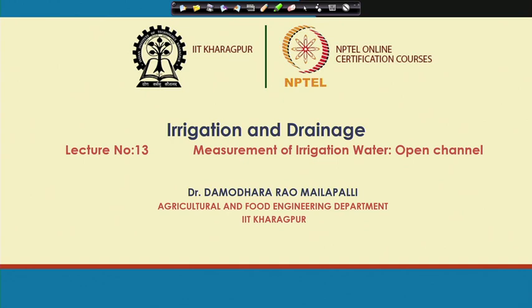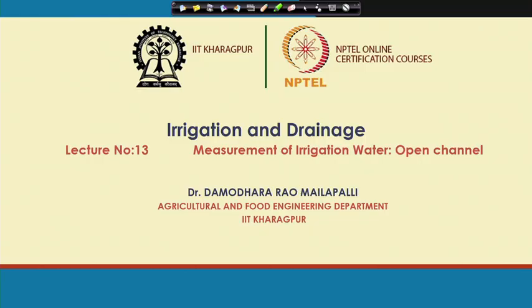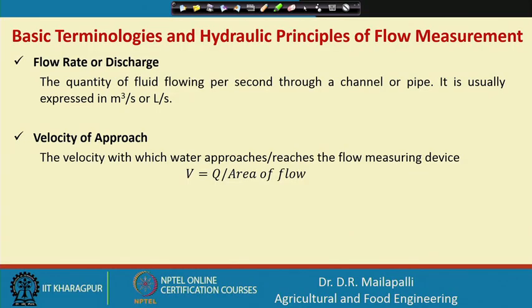So, in this lecture we are going to talk about the measurement devices. Okay. So, how do we measure flow in streams and the pipes? We are concentrating on the water delivery system from canal to field channels. Before going into the details, let us know some basic terminologies and also the hydraulic principles of flow.